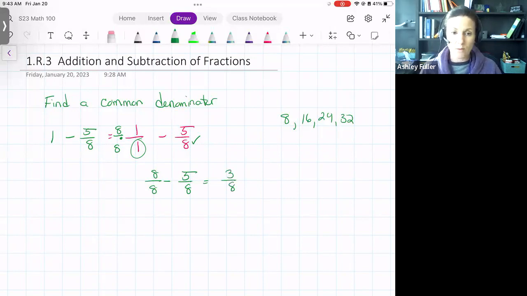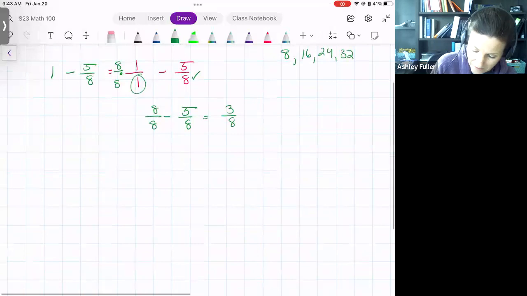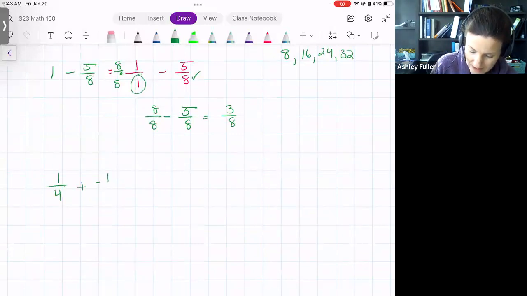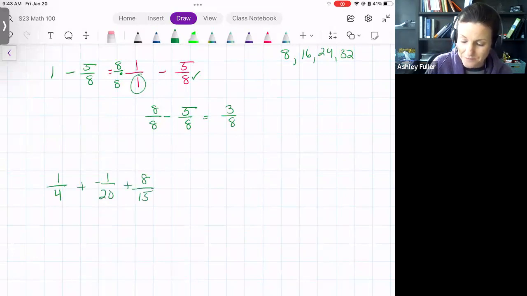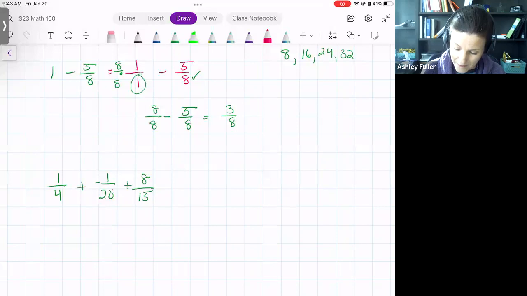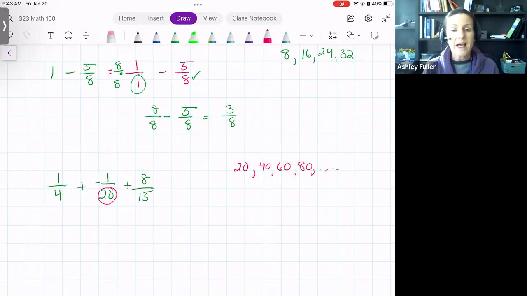Let's consider one now where we're doing addition and have more denominators involved. Perhaps 1/4 plus negative 1 over 20 plus 8 over 15. We have 3 different denominators, so we need to consider the least common denominator of all of them. I always take the biggest number and list the multiples. So 20, 40, 60, 80, and so on. And then I try to find the smallest one that the other denominators will go into.